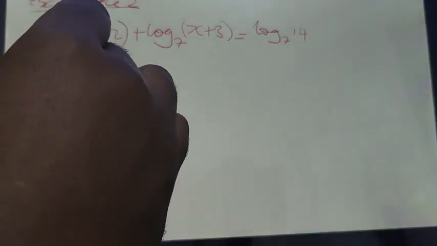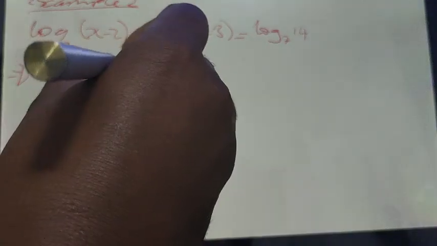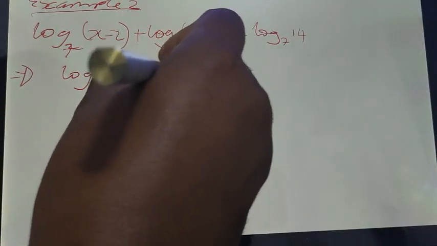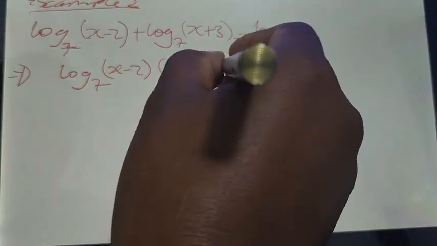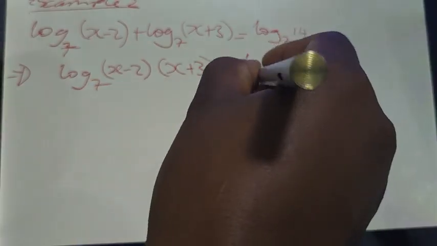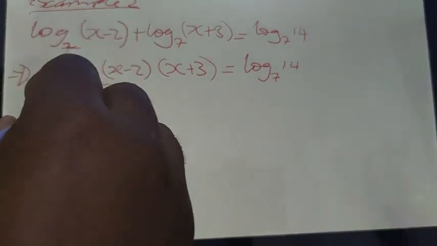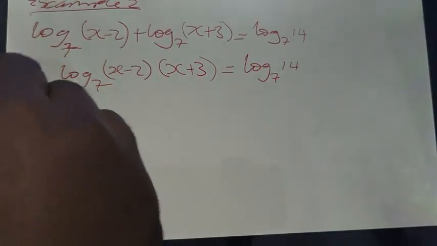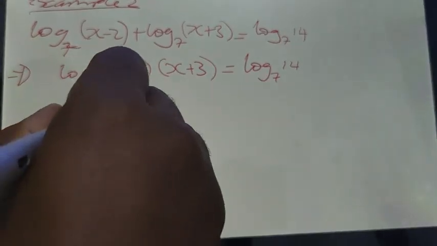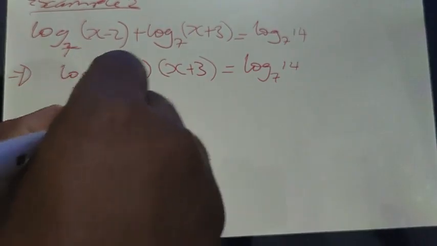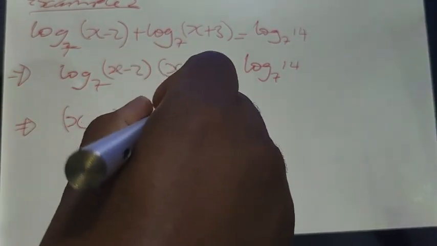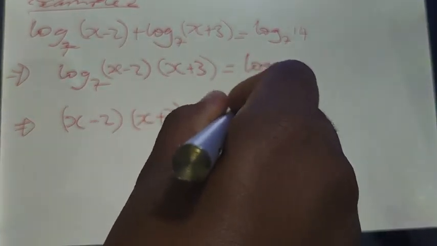You have log (x minus 2)(x plus 3) base 7. This one should be equal to log 14 base 7. Okay, then we're going to drop the logs. We'll have (x minus 2)(x plus 3) is equal to 14.